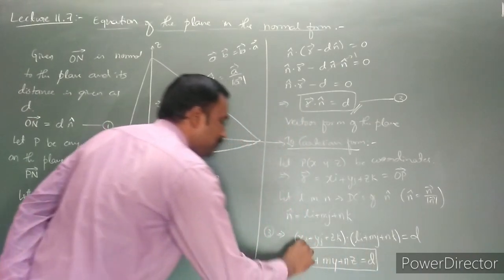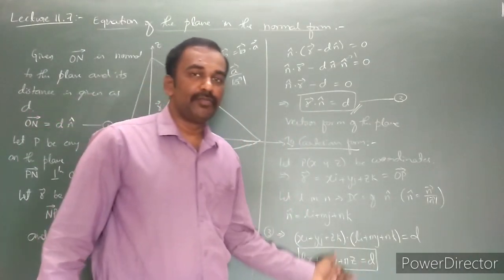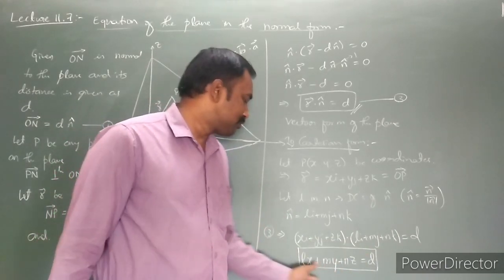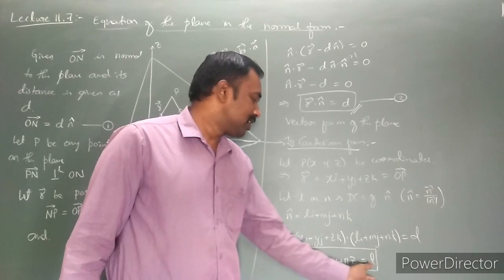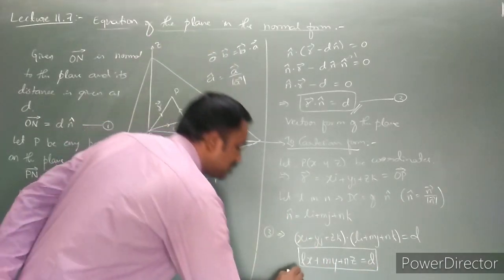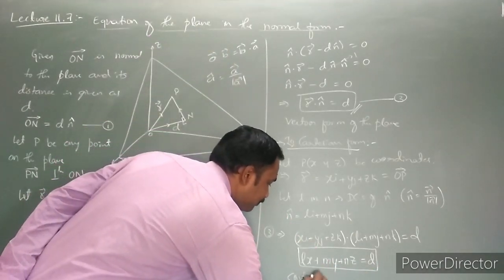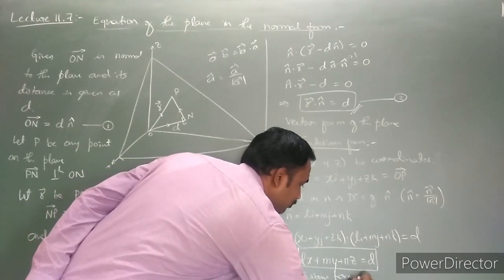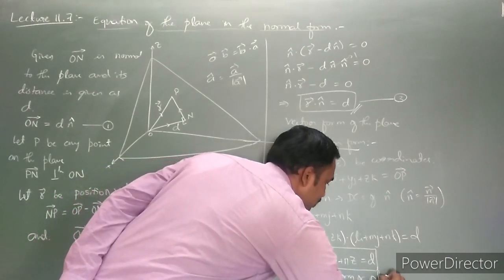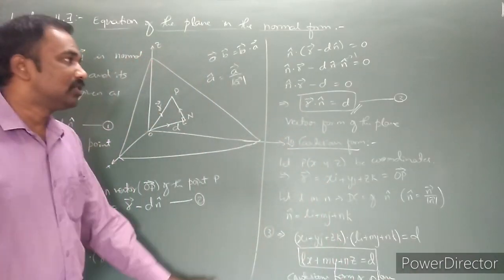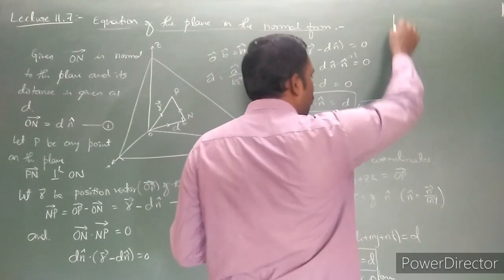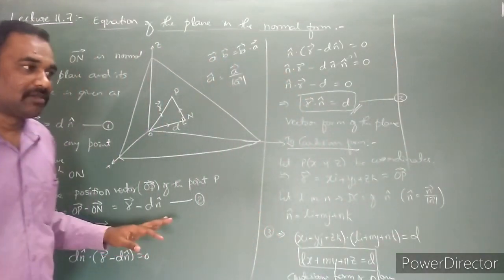To remember it easily, I have written it in this form: lx plus my plus nz is equal to d. This is the required Cartesian form of the plane. Are you clear? It is a very simple derivation that is repeated most of the time in the examination.